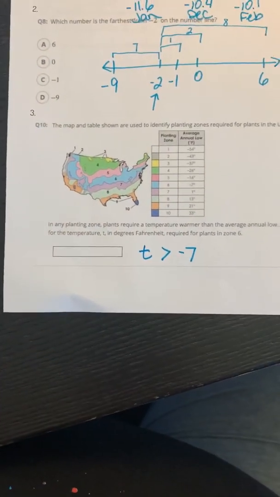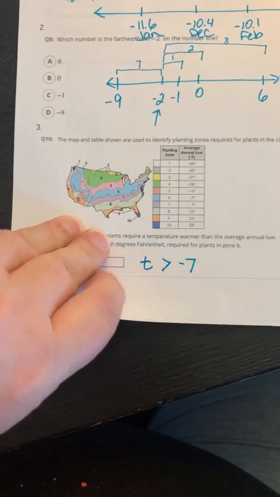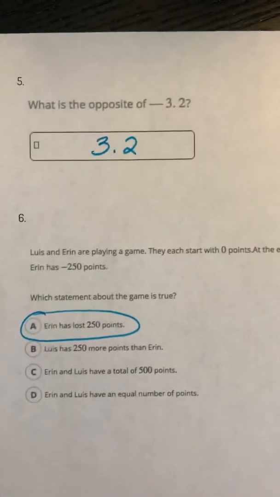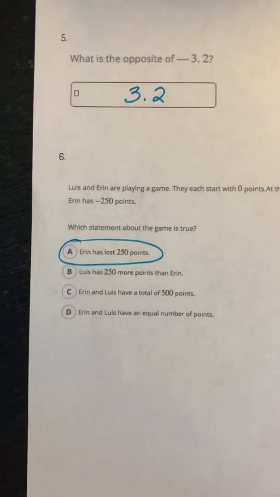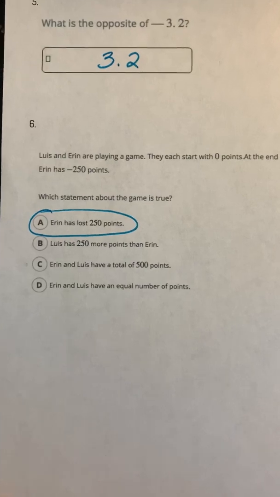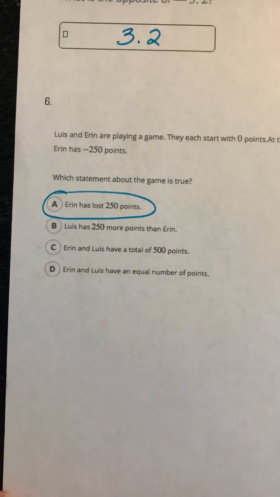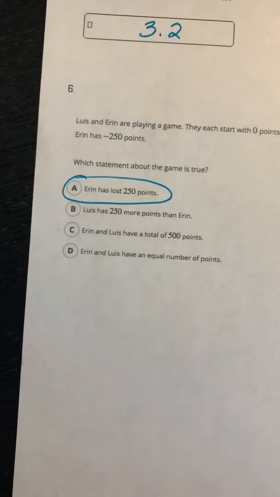Number 3, T is greater than -7. Number 5, the opposite of -3.2 is +3.2. And number 6, the answer is A. Aaron has lost 250 points.